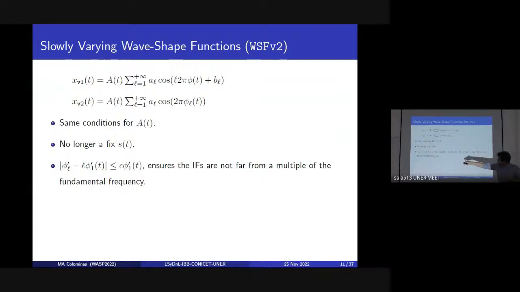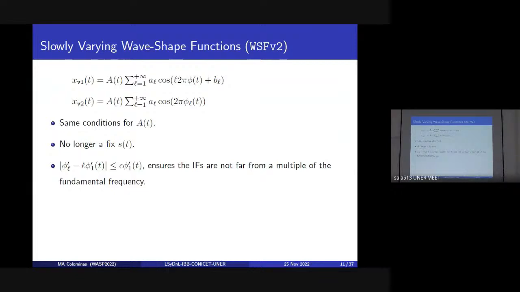So we can say that the difference between phi prime L and L from phi prime 1 is small. It is bounded, the difference. That's the idea. I just showed you 2.01, 2.98. And because this difference is small, we say that the wave shape function is changing slowly, because of this.